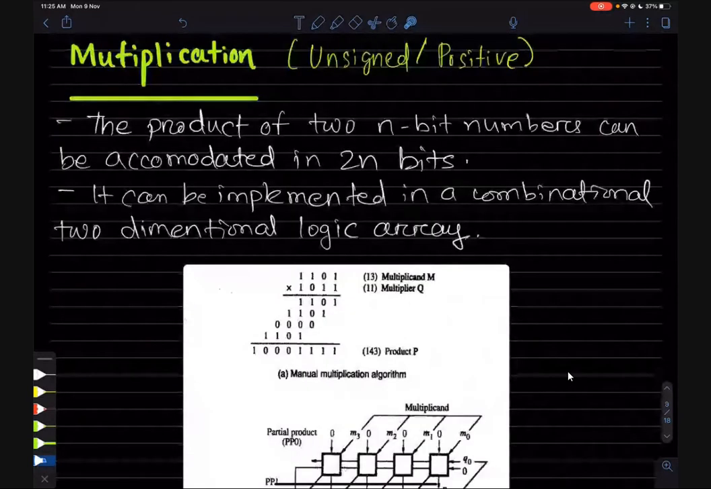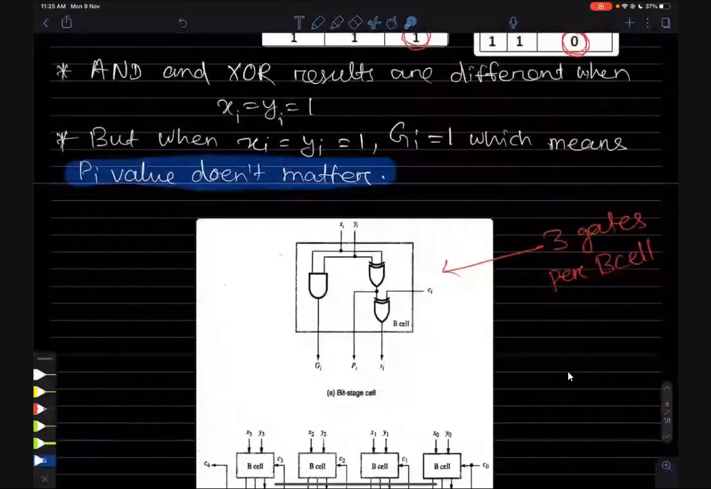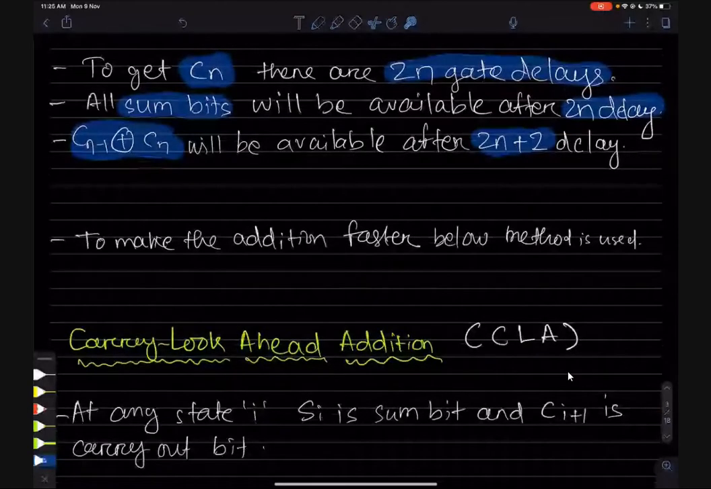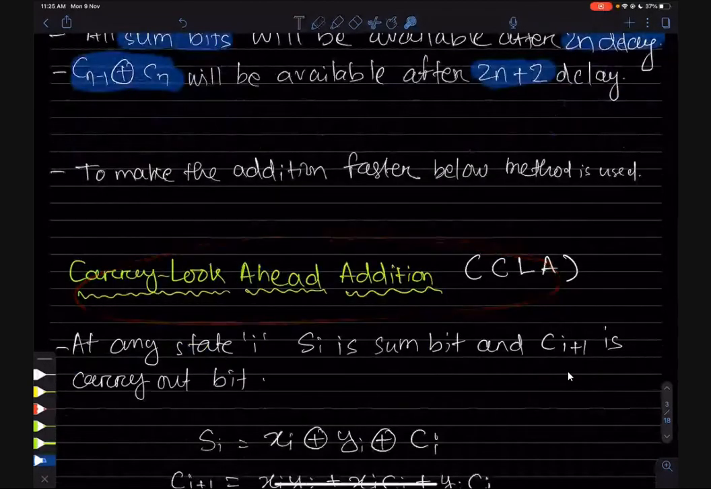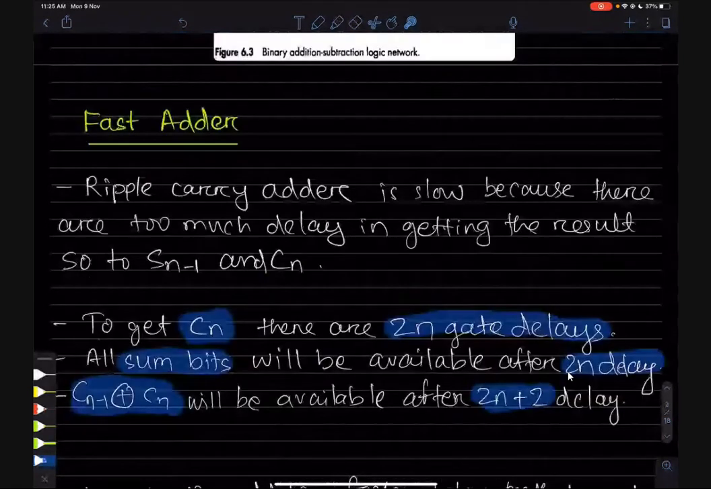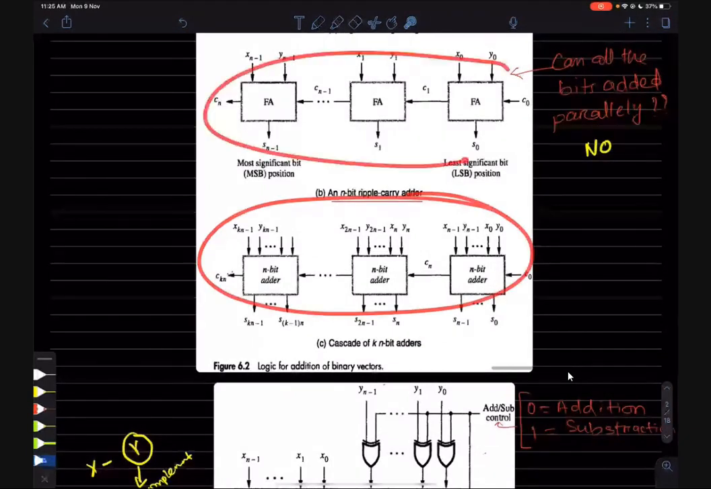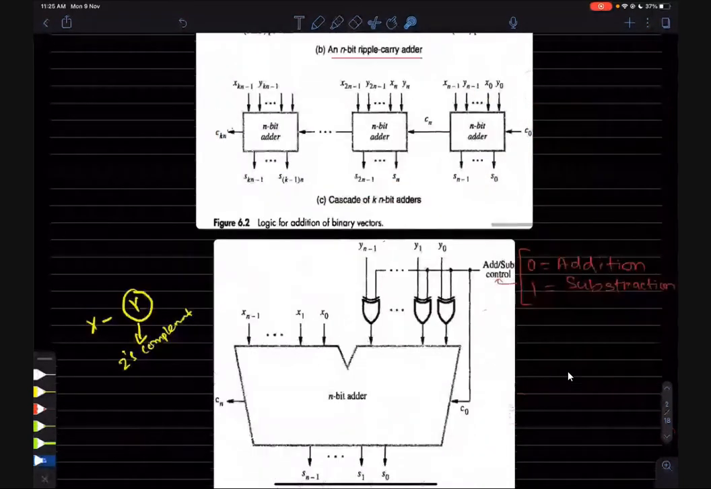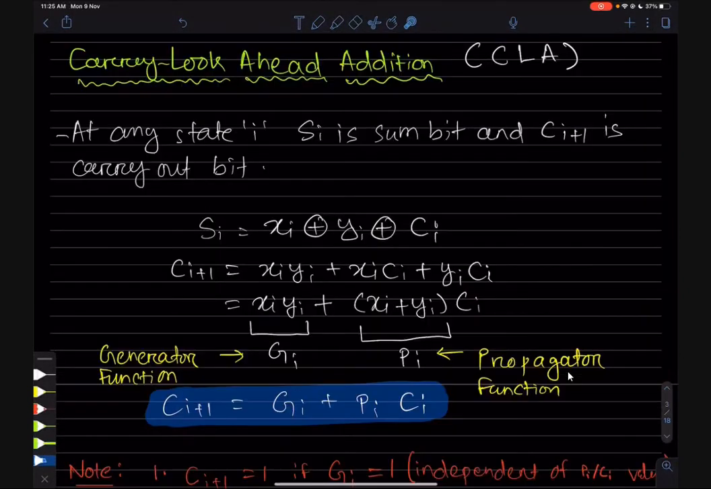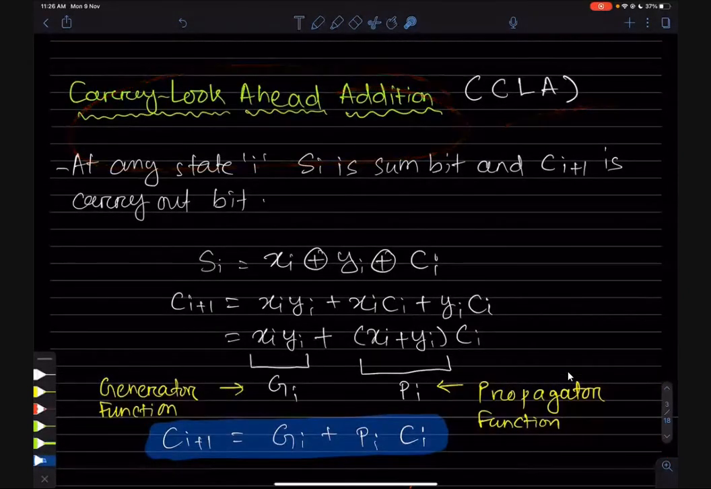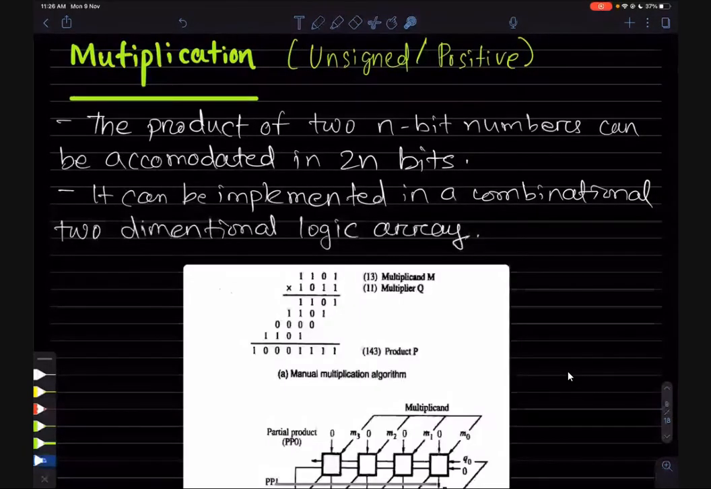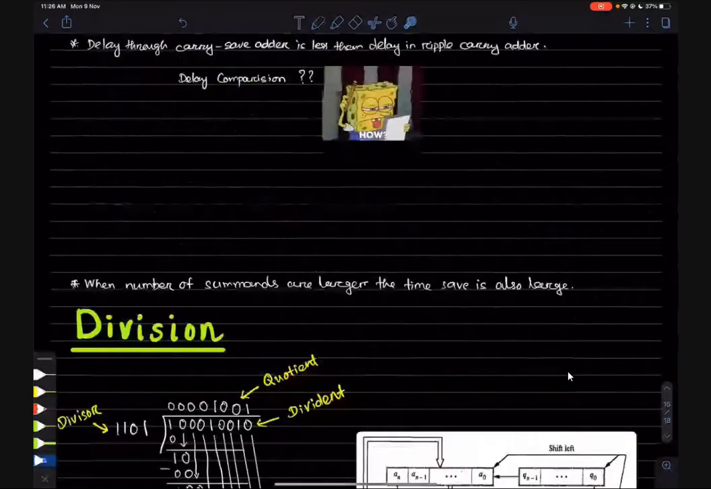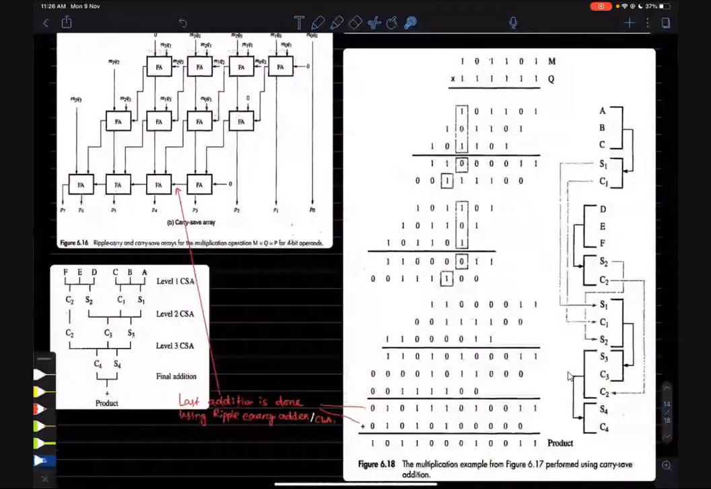So CLA we have read here, carry look ahead addition. This is the advancement for the normal ripple carry adder. You can use this ripple carry adder to add the last sum S4 and C4, or you can use the faster method of addition, that is CLA. So use any of the techniques and do the addition, and you will be able to get your result.